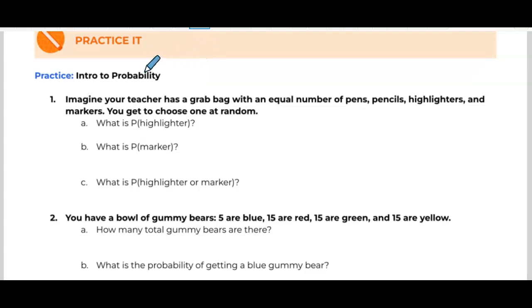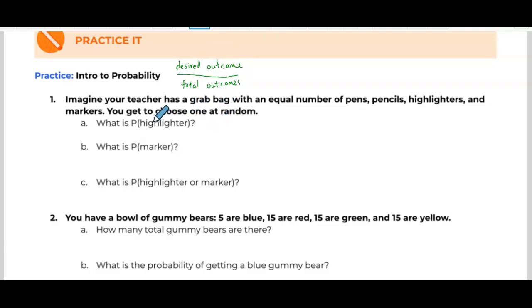Let's make a note here of what the definition of probability is. It's going to be a fraction, and you're going to write the desired outcome in your numerator and the total outcomes in the denominator. Okay, so we're going to put what we want on top and what the total possibilities would be on the bottom.